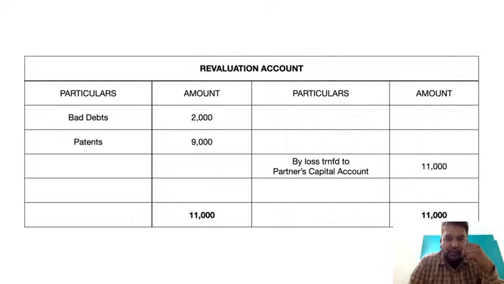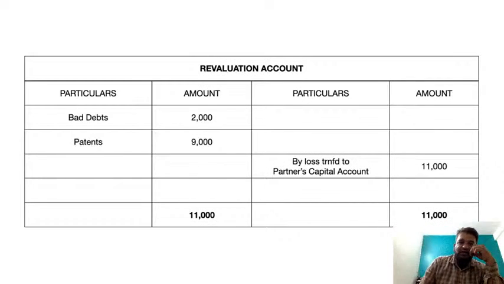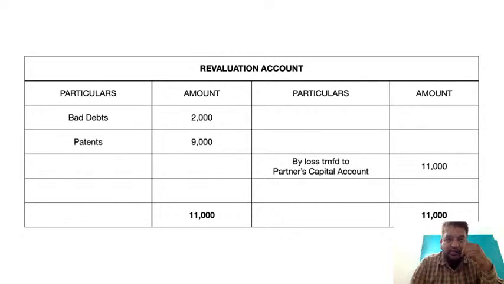This is how typically you will write in your examination. You'll write the revaluation account. On top, on the left hand side, you're supposed to write DR, which is debit, above the particulars, and on the right side above the amount you write CR, extreme left and extreme right. And then you write particulars, amount, particulars, amount. So on the debit side, you write bad debts 2000, patents 9000, and the total is 11,000, which you write in the total column.